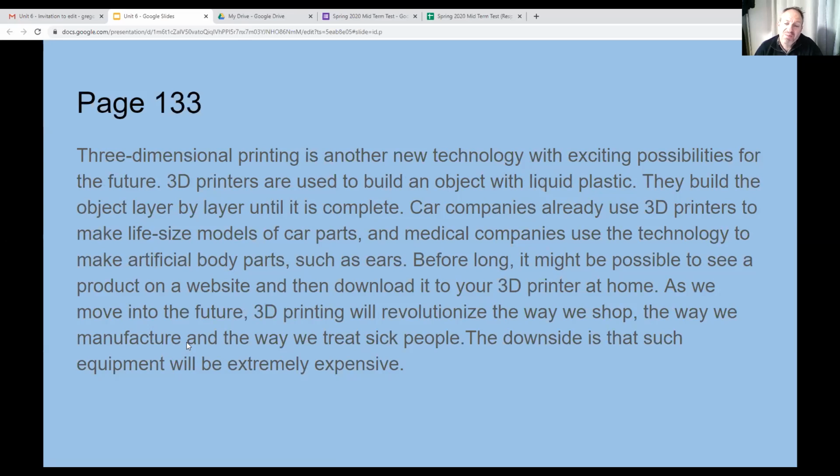Before long, it might be possible to see a product on a website and then download it to your 3D printer at home. As we move into the future, 3D printing will revolutionize the way we shop, the way we manufacture, and the way we treat sick people. The downside is that such equipment will be extremely expensive.